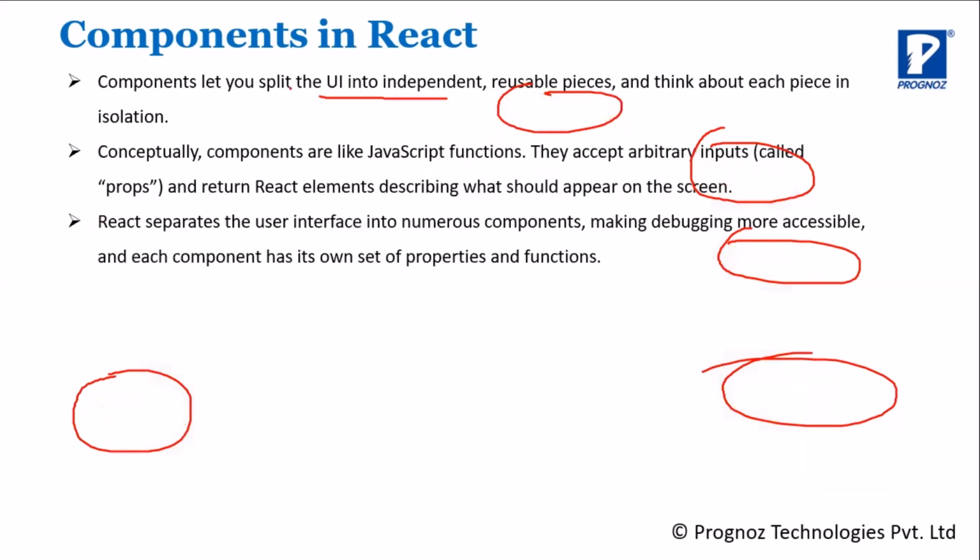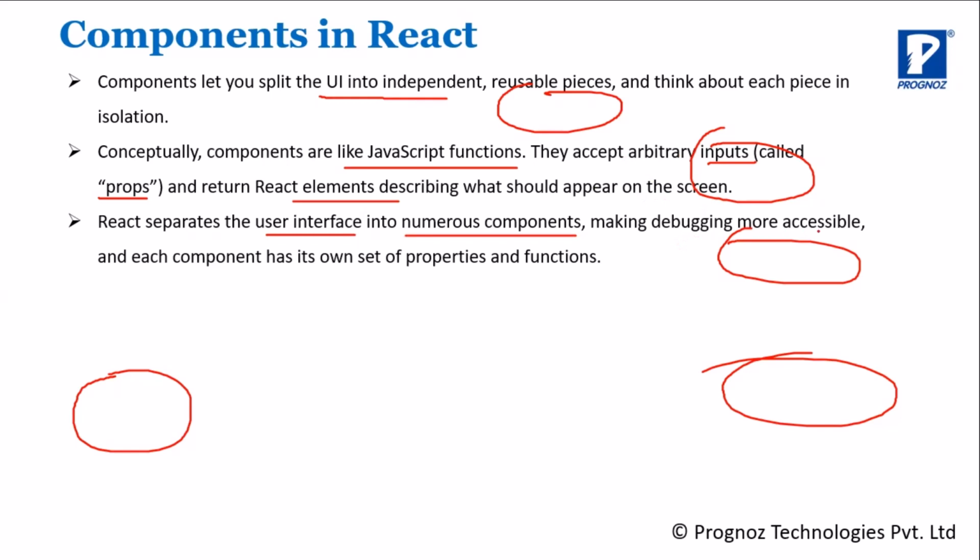The components are just splitting the UI independently into reusable pieces. Each piece is nothing but a component, and components are JavaScript functions which accept input, basically called props, and return React elements. After accepting the input, it returns a React element.